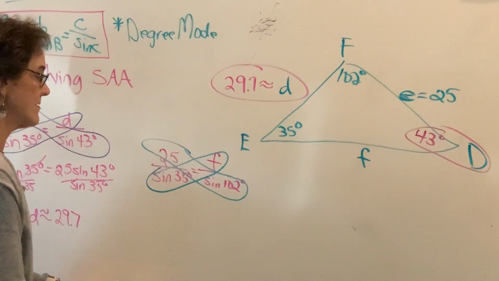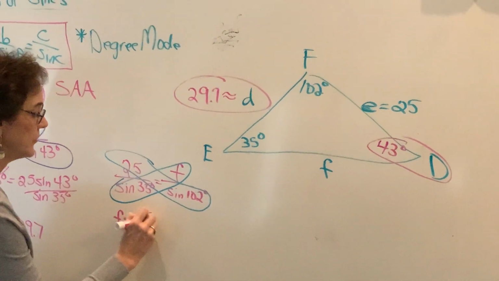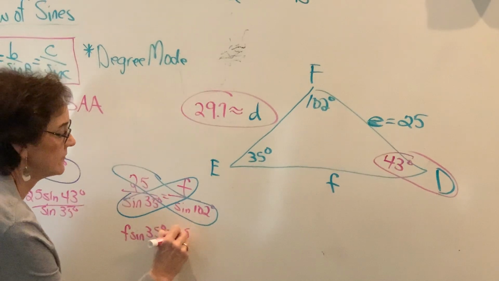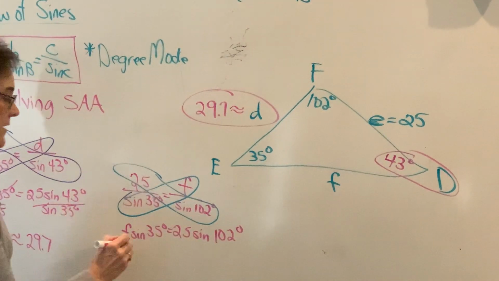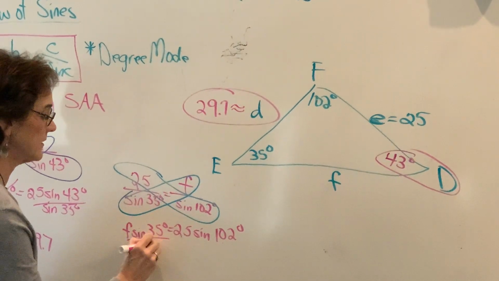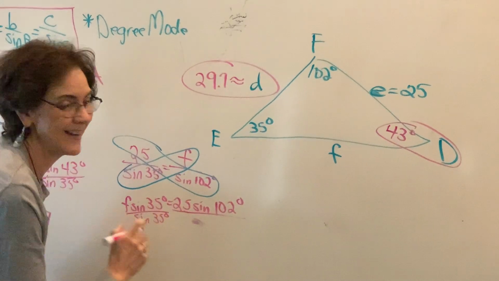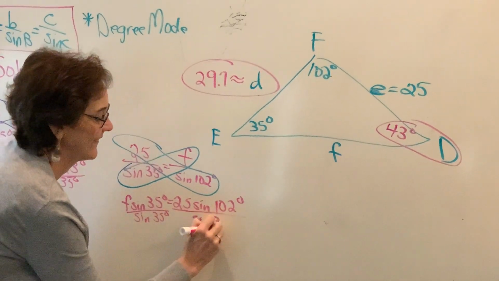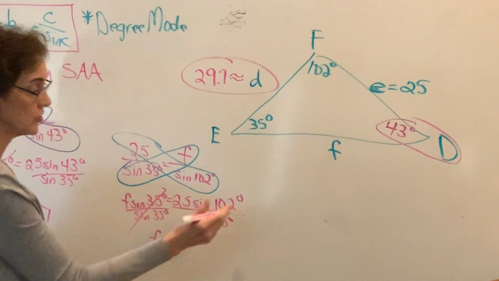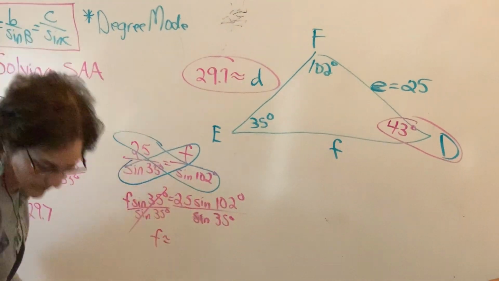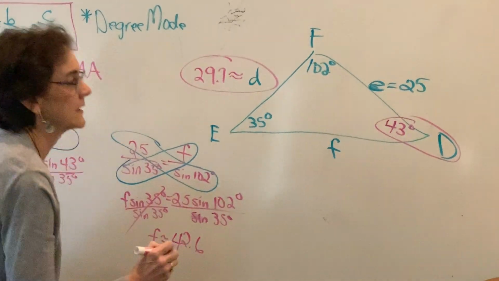There we go. So F sine of 35 degrees equals 25 sine 102 degrees. And then divide both sides by the sine of 35 degrees. Whoopsie, gotta put the sine there. All right, so that cancels out. So F, again, you're just gonna put that in your calculator, and that turns out to be approximately 42.6.